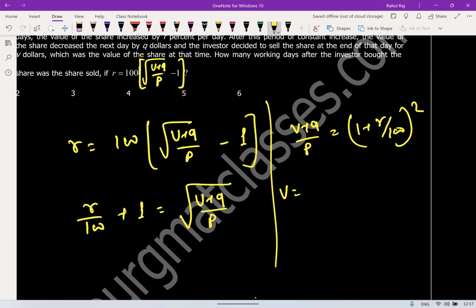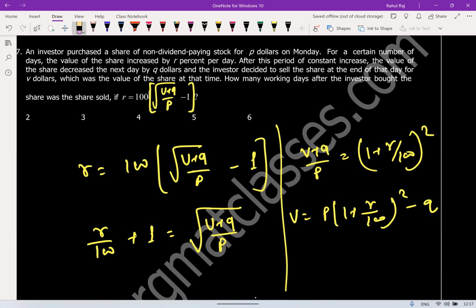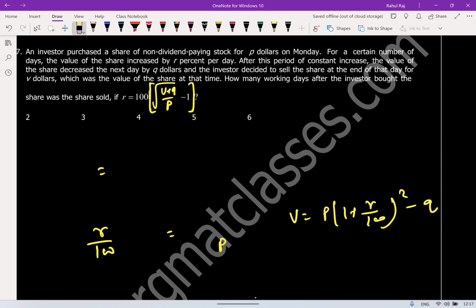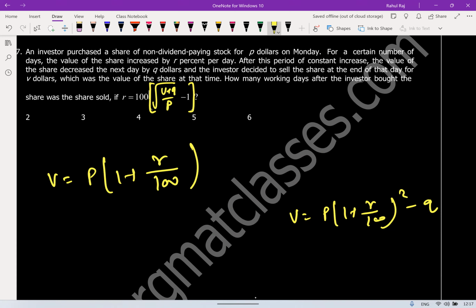And I can do V is equal to P into (1 plus R by 100) square minus Q. So if you remove all this stuff, this entire information comes down to V is equal to P into (1 plus R by 100) whole square minus Q. This is what is given to you. That's all. Now this is what the question is.